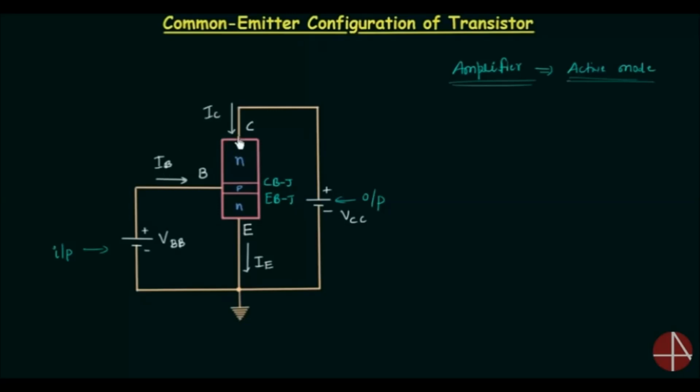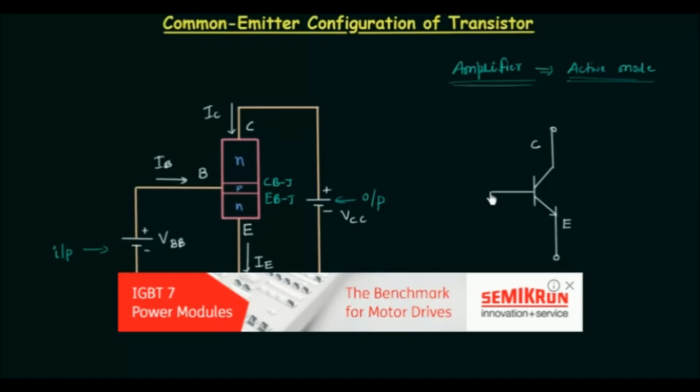We can also represent the common emitter configuration by using the symbol of transistor. I will quickly draw the symbol of transistor. We are using NPN transistor, so the arrow will be like this. Common emitter configuration. So emitter is common to the input and the output side. This is emitter terminal, this is collector terminal, and this is base terminal.